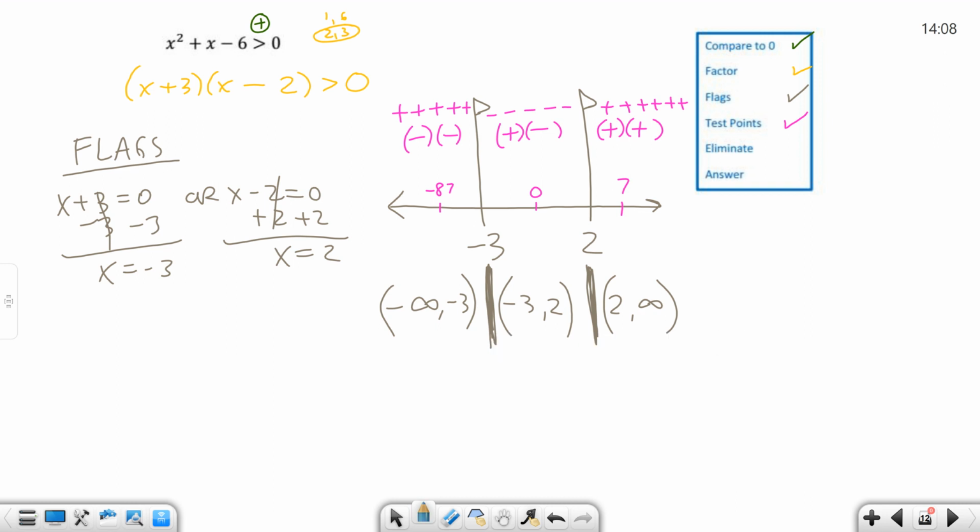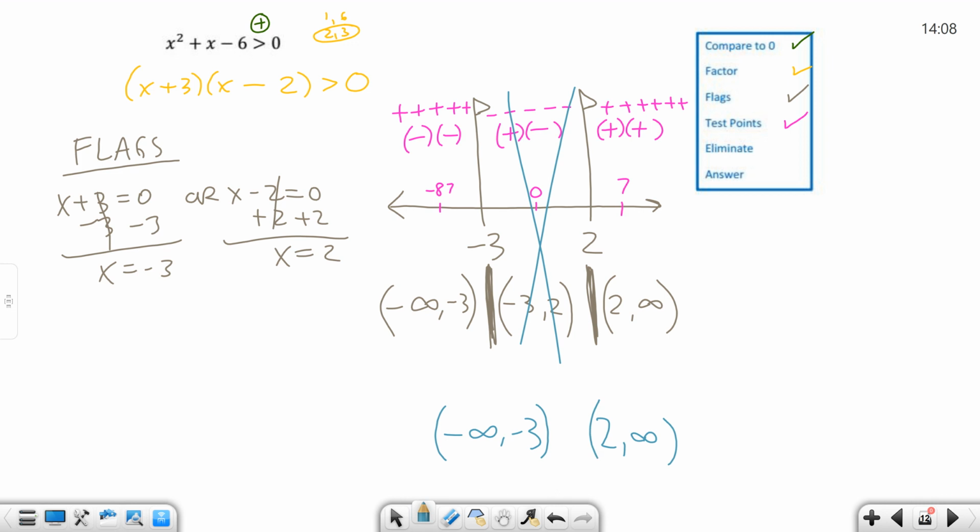And then now I eliminate. I wanted what? Positive, greater than. So positive, I do what? Keep it. Negative, what do I do? Get rid of that bad boy, right? That thing is gone. And then over here, positive, you keep it. So now my answer consists of negative infinity, comma, negative 3 in parentheses, and 2, comma, infinity in parentheses. It's both of those things.